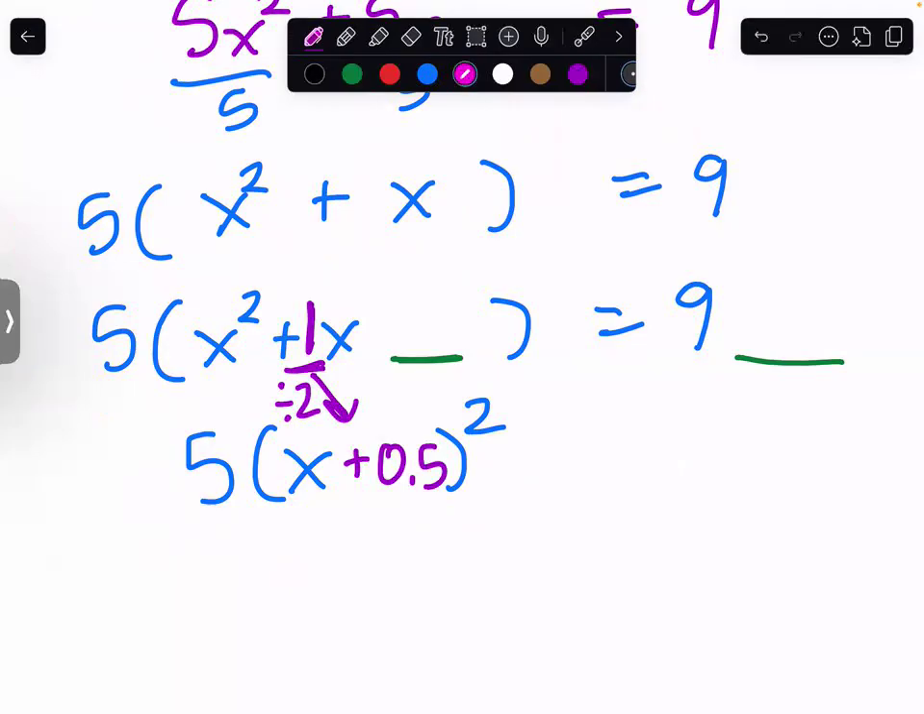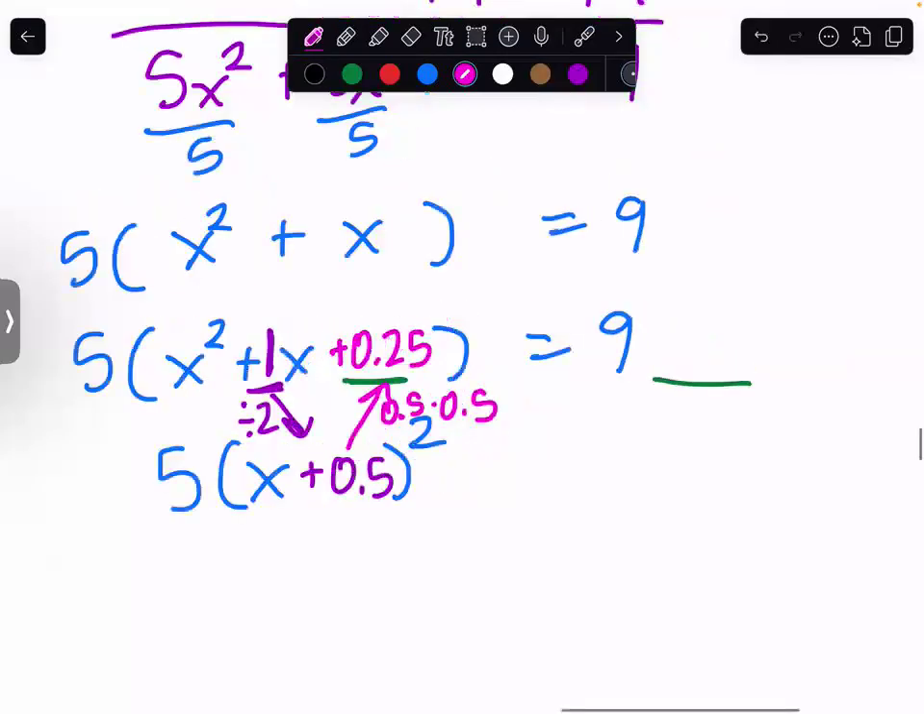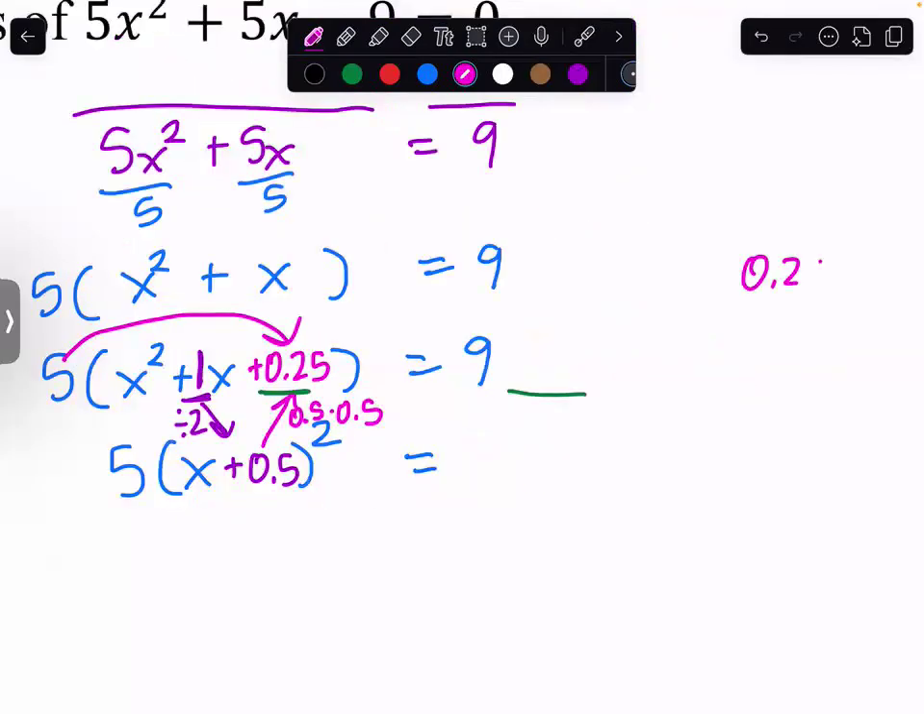And now that we know that number, you go back up here by multiplying it by itself. 0.5 times 0.5 is 0.25. Okay, so the other side, again, it's not going to be plus 0.25. It's affected by the 5 over here. Okay, so 0.25 times 5 is 1.25.